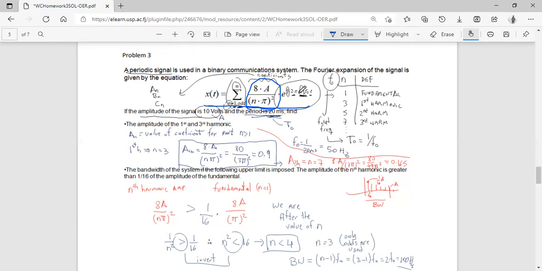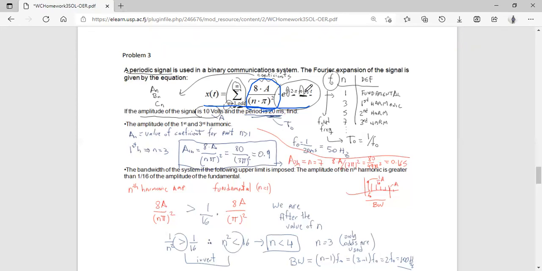This n times 2 pi f naught t indicates the harmonic part. N times f naught is my harmonic, where f naught is my fundamental frequency. When you multiply by n, when the n value is 1, I get my fundamental frequency. It also says all my n values are odd numbers. So when n is equal to 3, that is when my first harmonic will occur. Now it says find the amplitude of the first and the third harmonic.